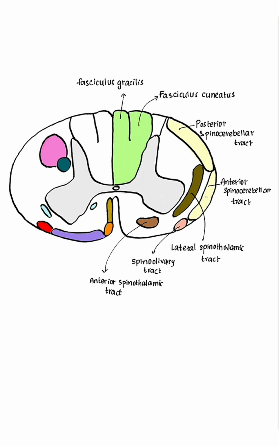You can see the anterior spinocerebellar tract in the ventrolateral part of the lateral white column of the spinal cord. This is the lateral part of the lateral white column. In the ventrolateral part, anterior spinocerebellar tract. In the dorsolateral part of the lateral white column, posterior spinocerebellar tract is present.